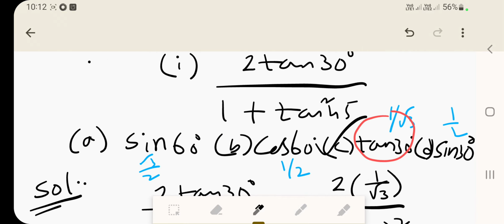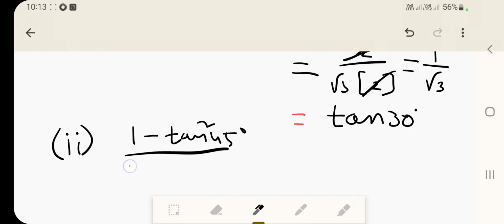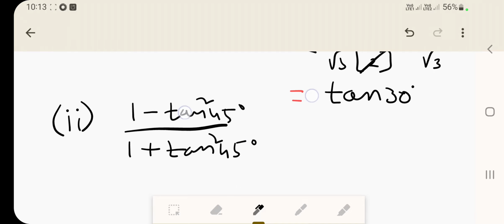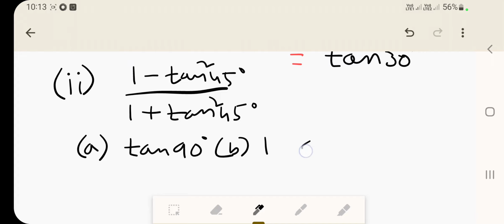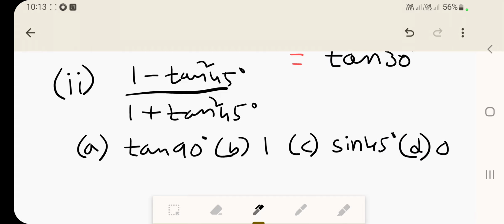So another question of this problem they have asked: 1 minus tan square 45 degrees divided by 1 plus tan square 45. I'll give some time, you can easily tell the answer here. 1 minus tan square 45 by 1 plus tan square 45. They have given some options here: A is tan 90, B option is 1, C option is sin 45 degrees, and D option is 0.